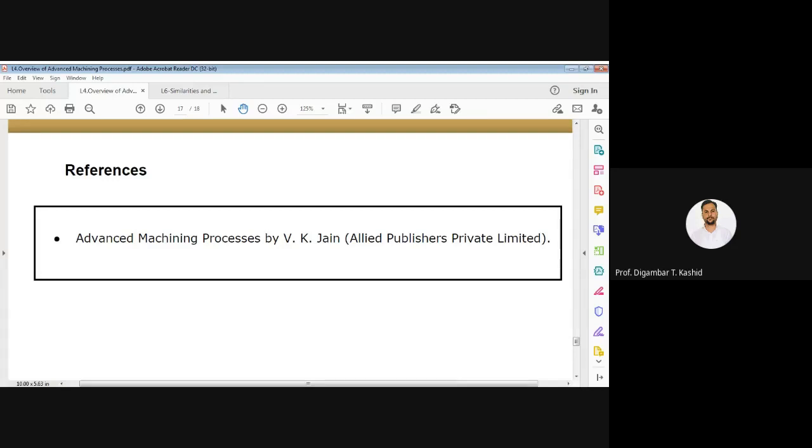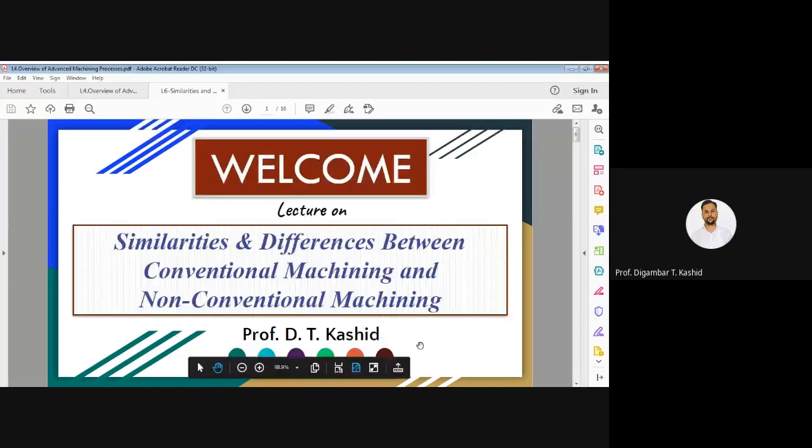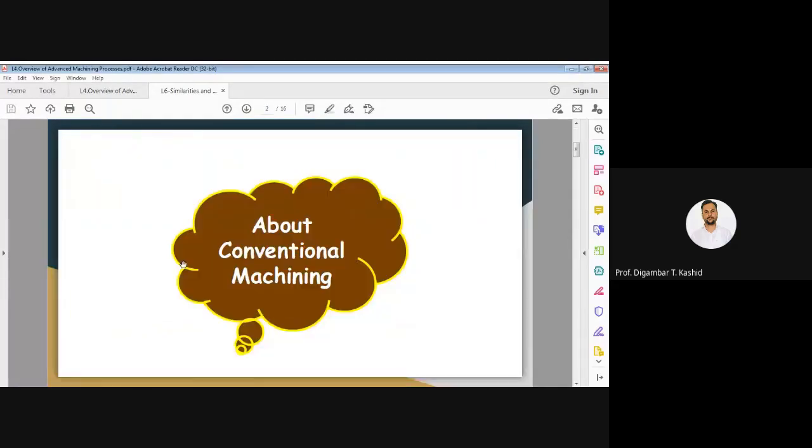Now let us discuss the last point of our chapter, that is the comparison between conventional and non-conventional processes. Here I will cover the similarities also. In this similarity and difference between conventional machining and non-conventional machining, let us first discuss conventional machining.